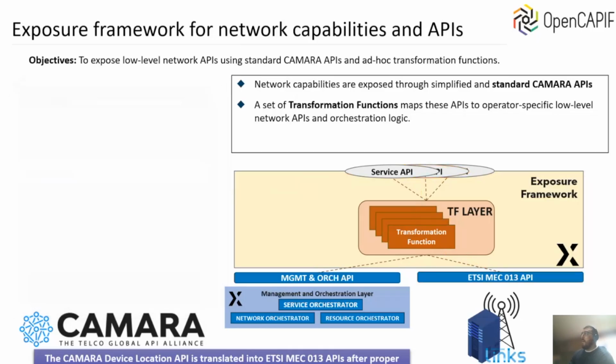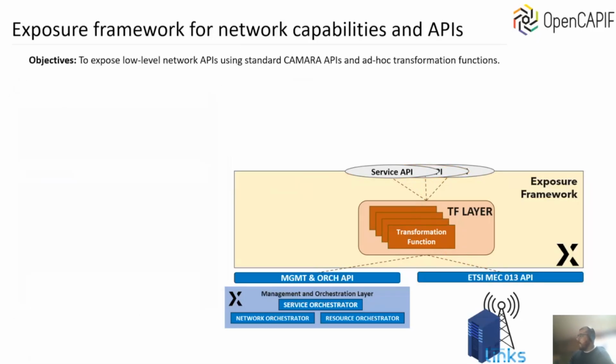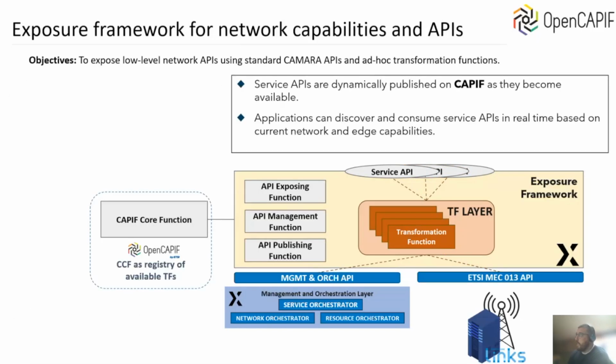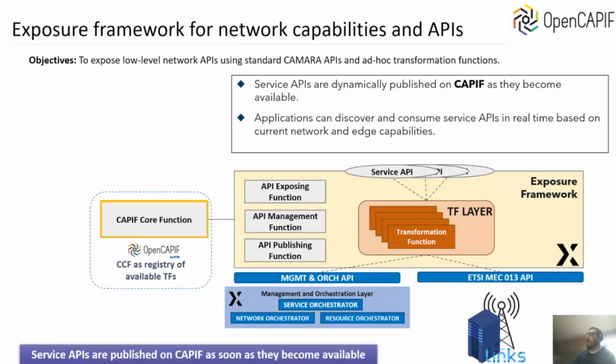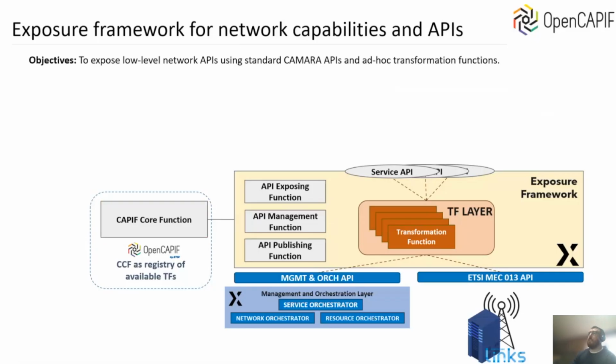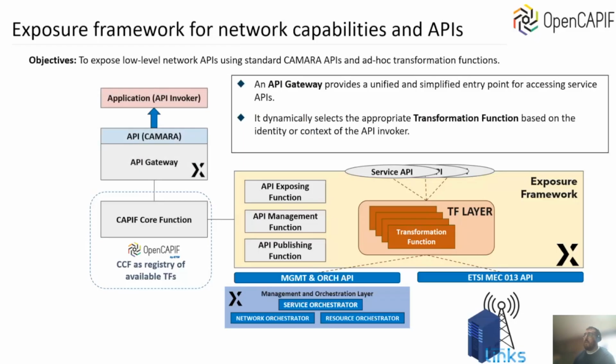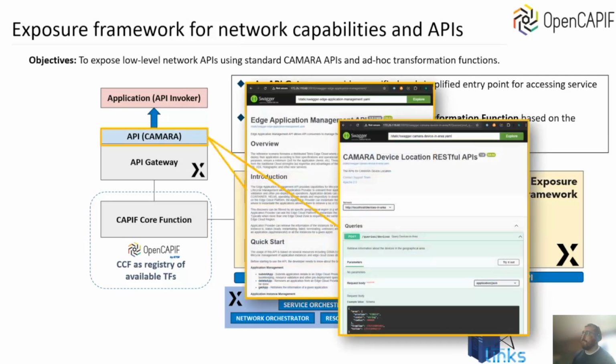Okay, but here we have CAPIF, as I was saying at the very beginning of the presentation. So we are publishing the service APIs on CAPIF dynamically, so that we let a sort of API gateway discover the APIs and select the most appropriate transformation functions based on who is invoking the APIs. Okay, and here at the level of the API gateway, we have, of course, the simplified APIs to be consumed by the applications.